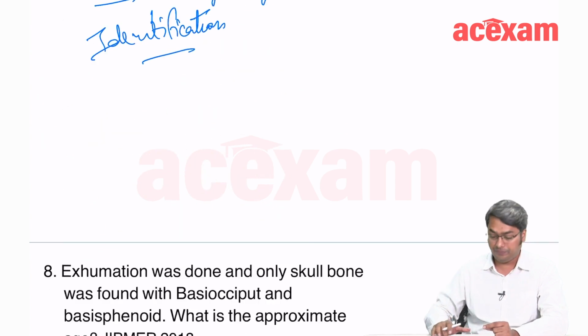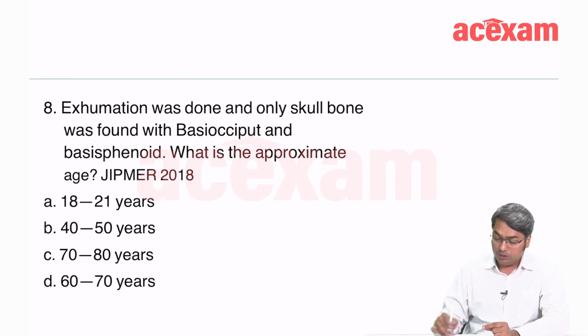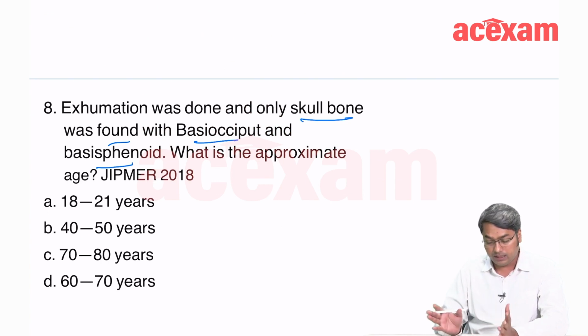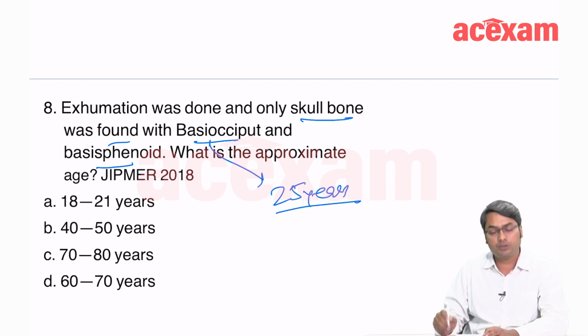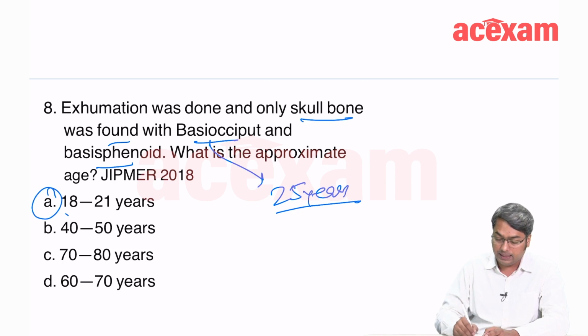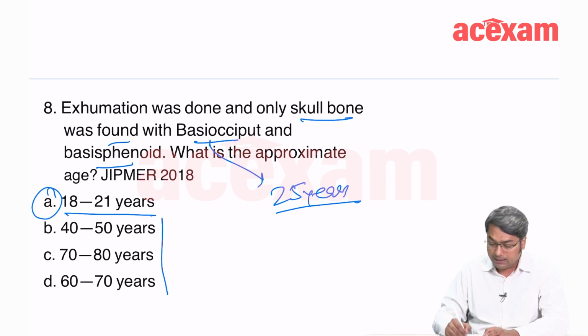Exhumation was done and only skull bone was found with basi occiput and basi sphenoid. That has not fused yet. This fuses at age of 25 years. So as this has not fused, the approximate age of the individual is 18 to 21 years. And by these years, all the cranial sutures, the sagittal and the coronal, also get fused.